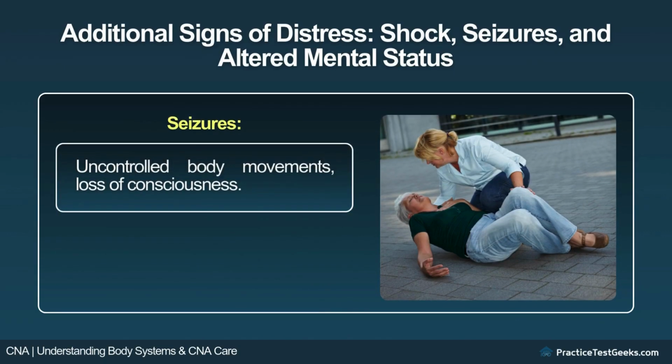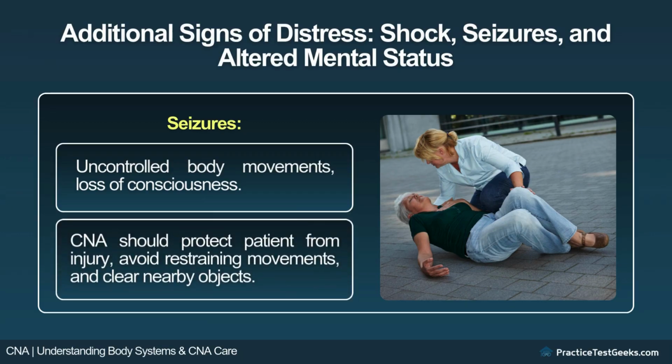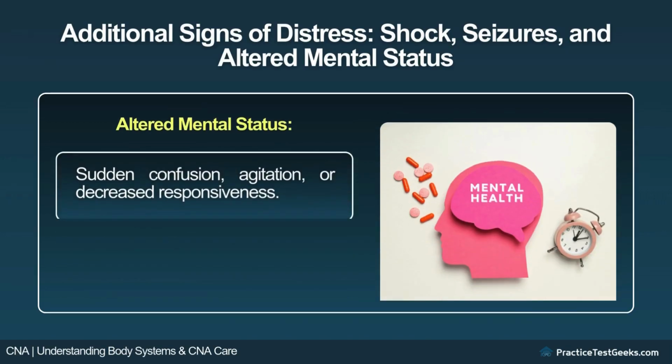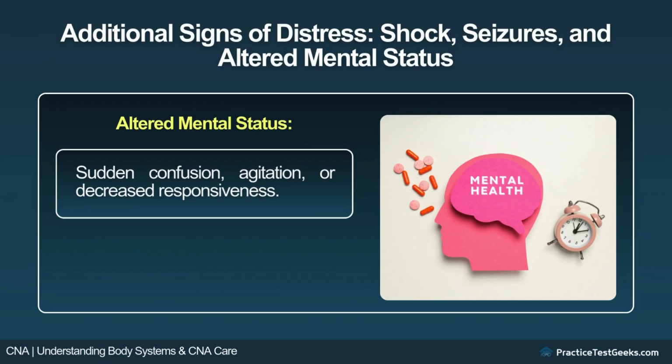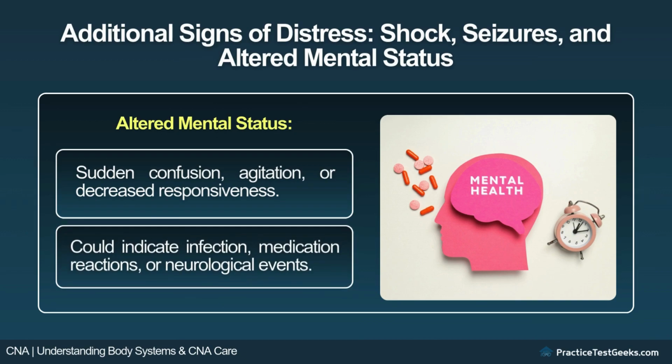Seizures. A seizure may appear as sudden, uncontrolled body movements or a loss of consciousness. During this event, the CNA should focus on protecting the patient from injury by moving nearby objects out of the way. It is important not to restrain the patient's movements, as this can cause harm. Altered mental status. Sudden confusion, agitation, or decreased responsiveness can signal a serious problem such as an infection, medication reaction, or neurological issue. Recognizing these changes quickly can prevent further complications.